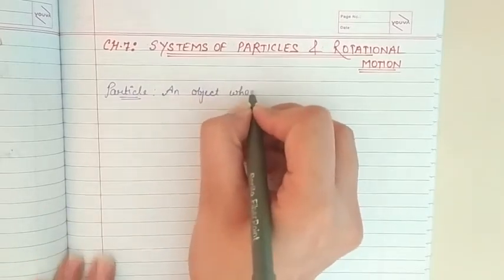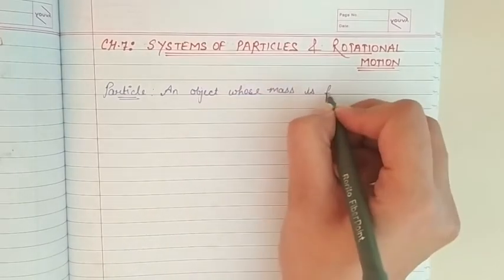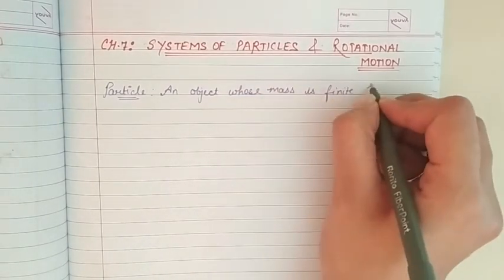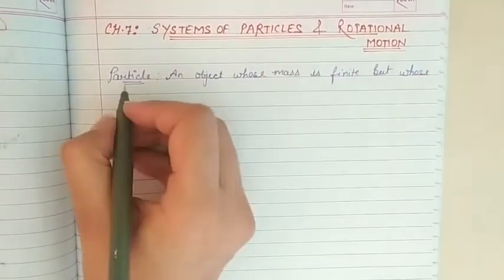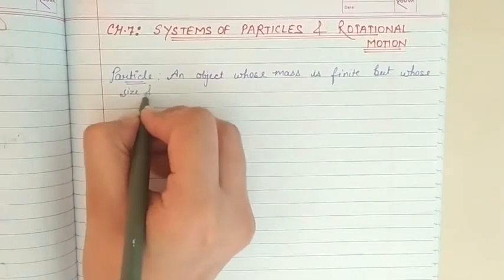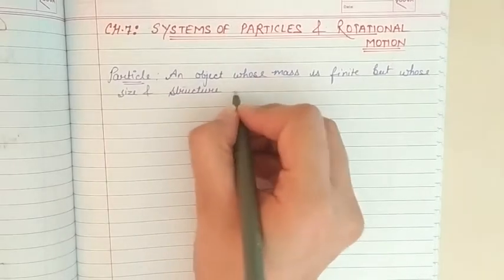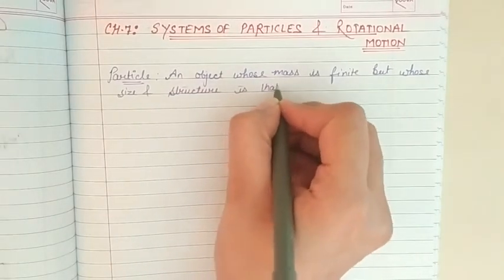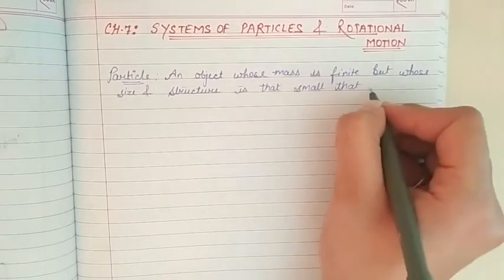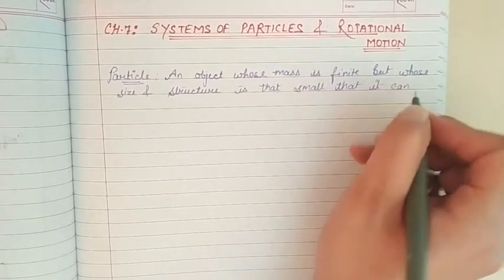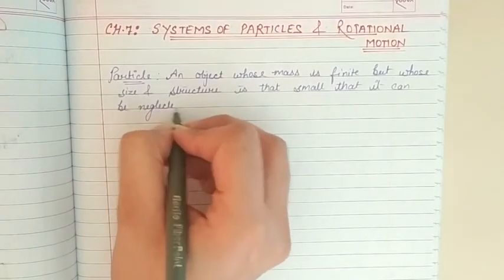So we can define a particle as an object whose mass is finite or defined, but whose size and structure is that small that it can be neglected. Then we call it a particle.